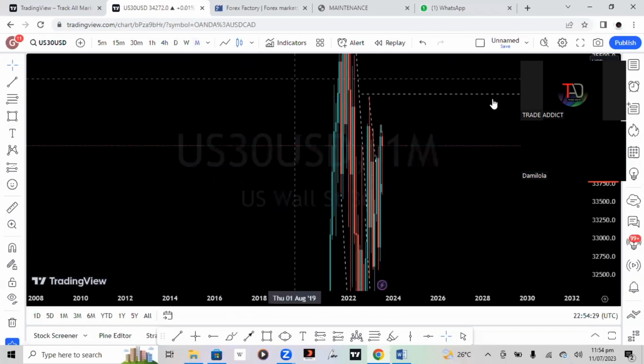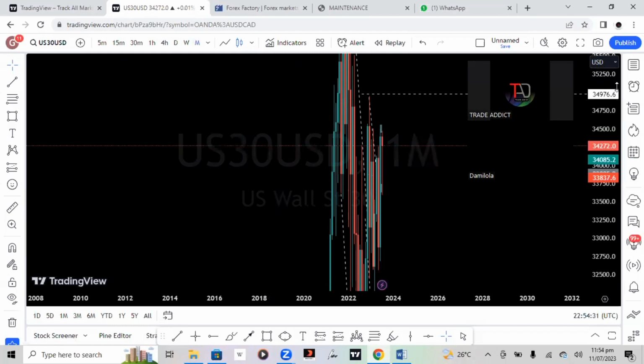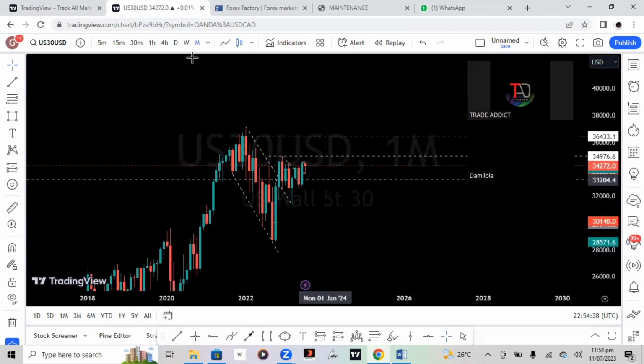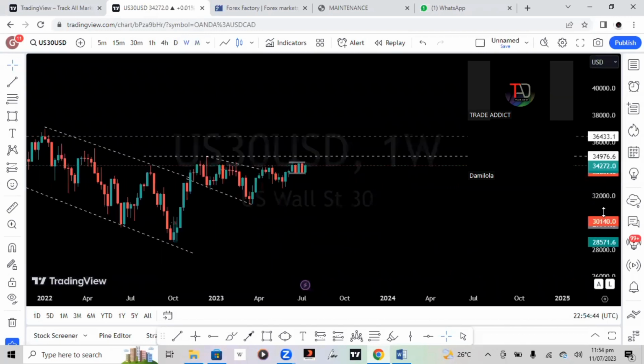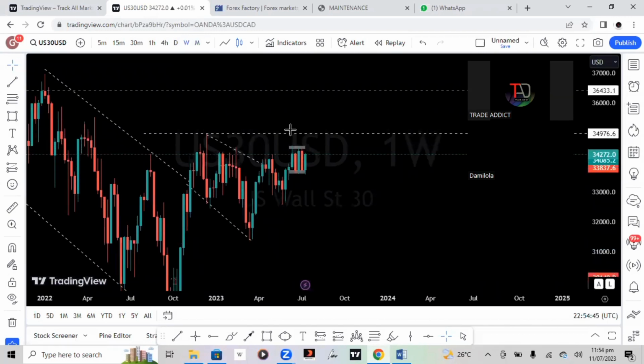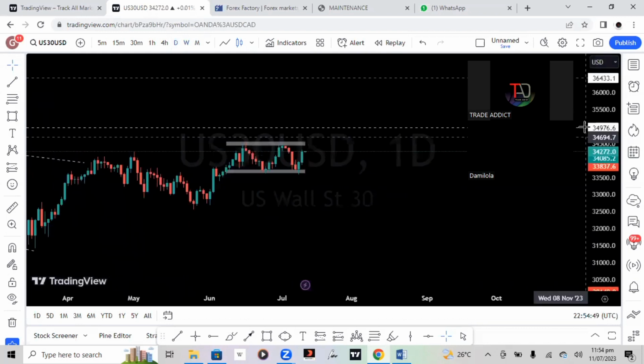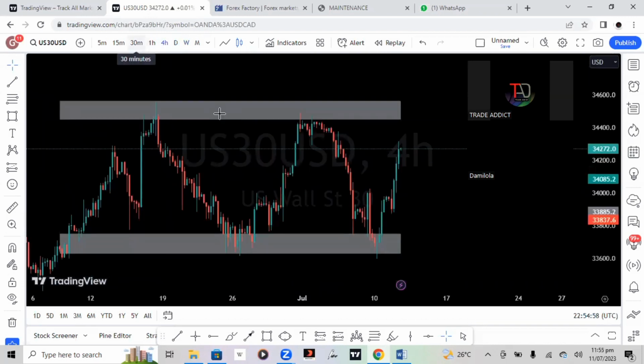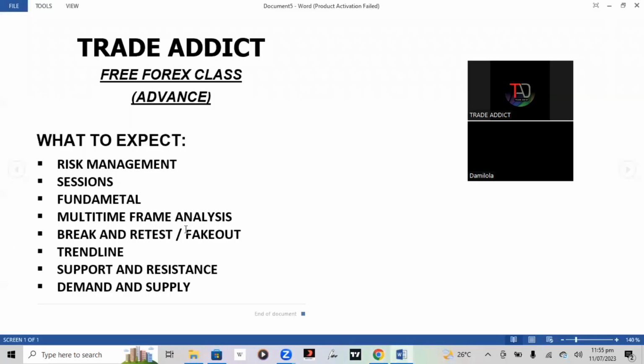This is my monthly time frame. So multi-time frame analysis simply means analyzing all the way from monthly, you go to weekly, then from weekly you go to daily, then from daily you go to H4, from H4 you go to H1, from H1 you go to M30, 30 minutes, from 30 minutes you go to 15 minutes, from 15 minutes you go to 5 minutes. That is simple multi-time frame analysis.